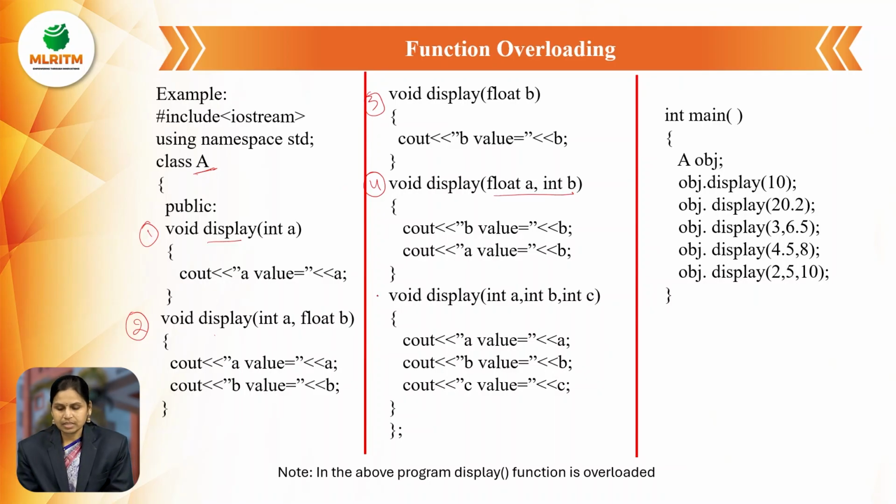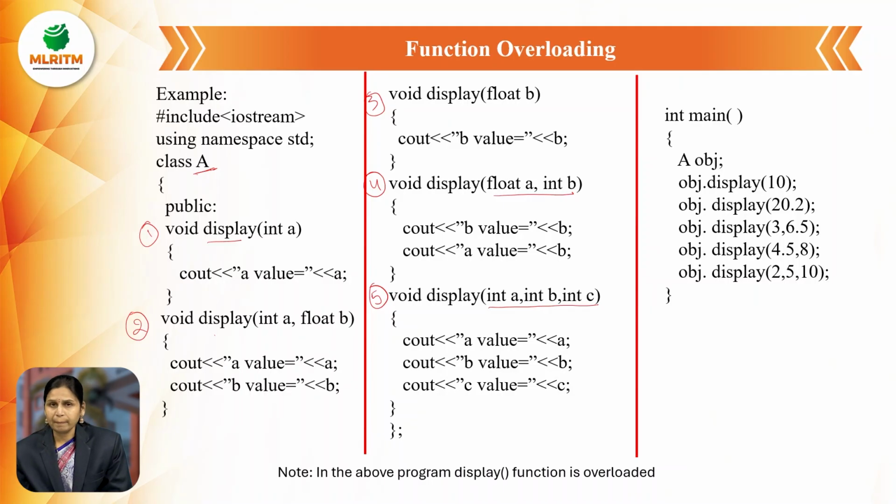So this is the fifth one. The fifth time, same function name display with three parameters. All three parameters are integers only. So in this example, a single class contains the same function 5 times. The same display function is repeated 5 times, but in the 5 cases, the function contains different types of parameters.